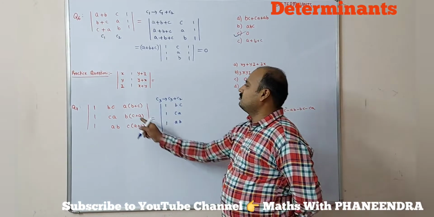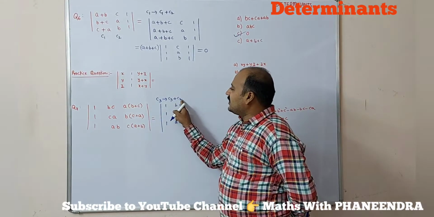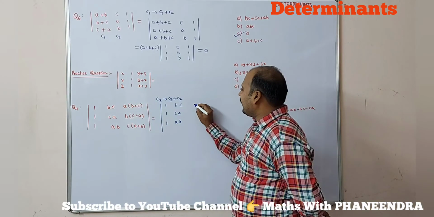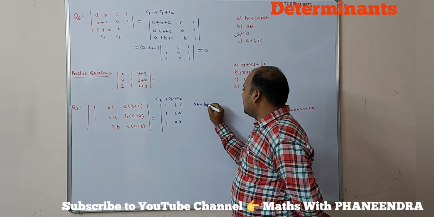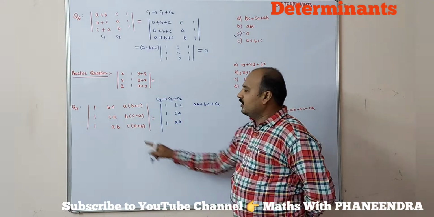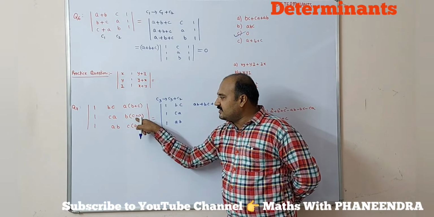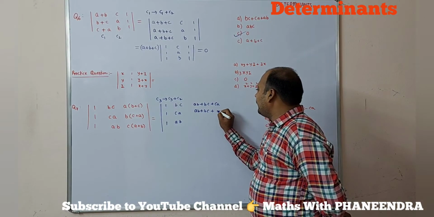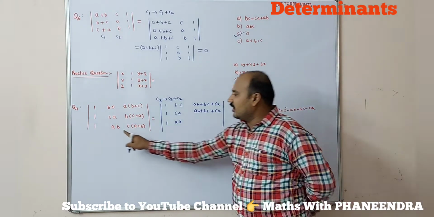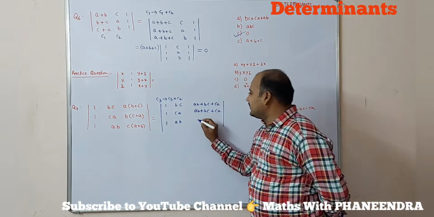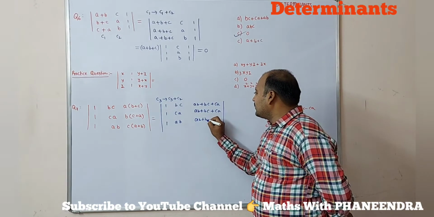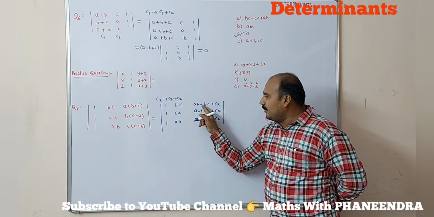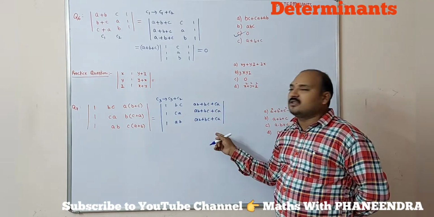Now C3 plus C2: BC plus AB plus AC, so AB plus BC plus CA. Even here, CA plus BC plus AB, that means AB plus BC plus CA. Again AB plus CA plus BC, so AB plus BC plus CA. We are taking AB plus BC plus CA common from the third column.